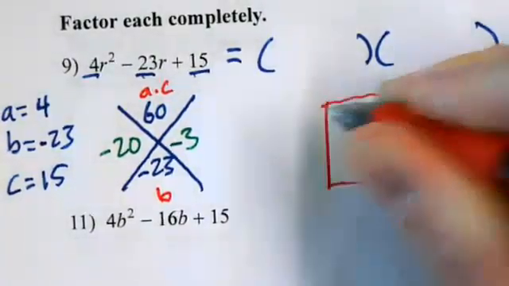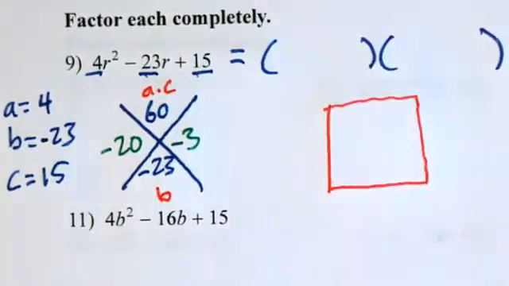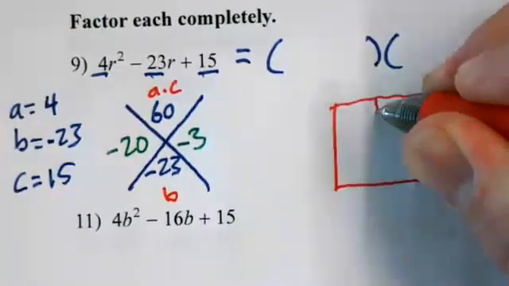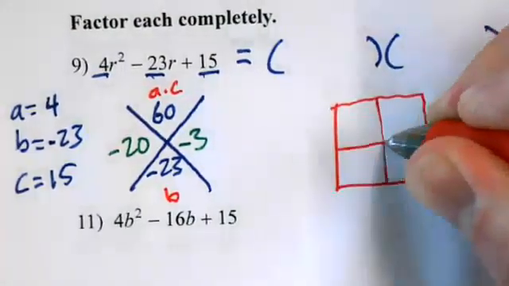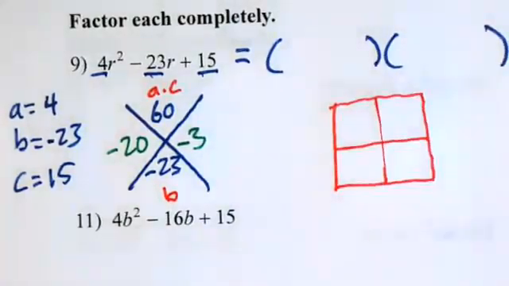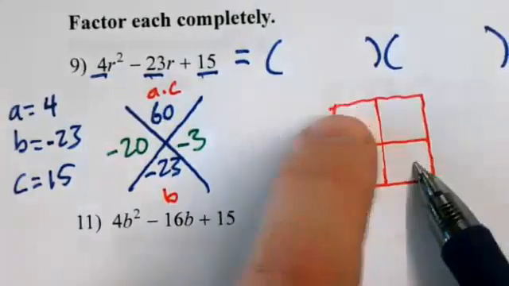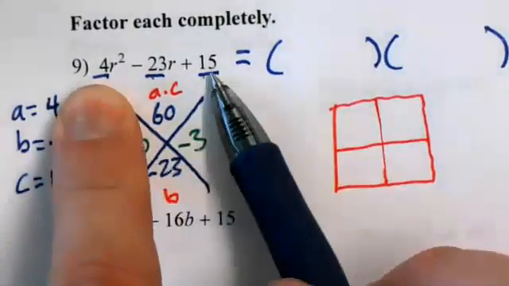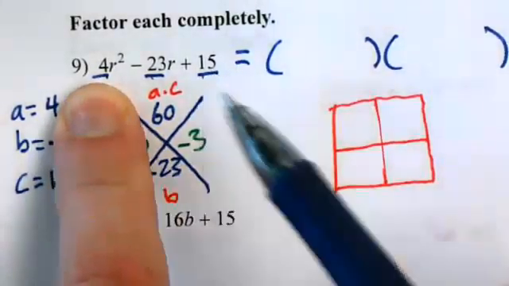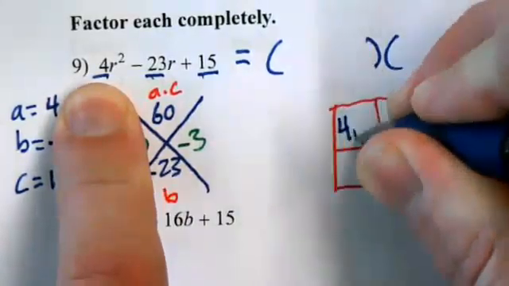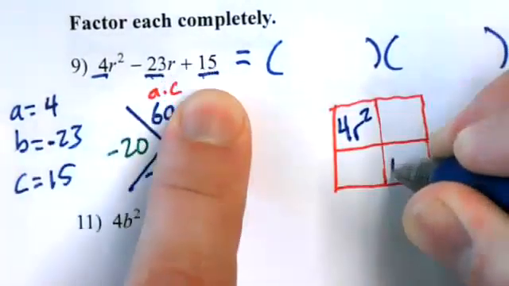This is why I was asking you to specifically use the box when we were practicing this the other day. All right, so we built a box problem, and the box problem, this is the hardest part for me, is remembering where all these pieces come from. So what you're going to have in your box in these two corners, you're going to have your first and last term from your original quadratic. So my first term was a 4r squared, and the last term was a 15.